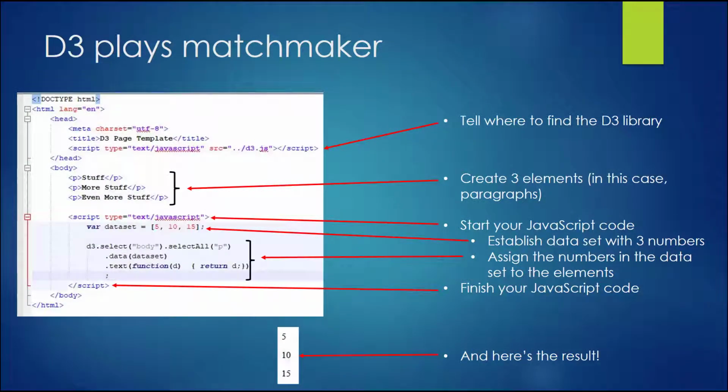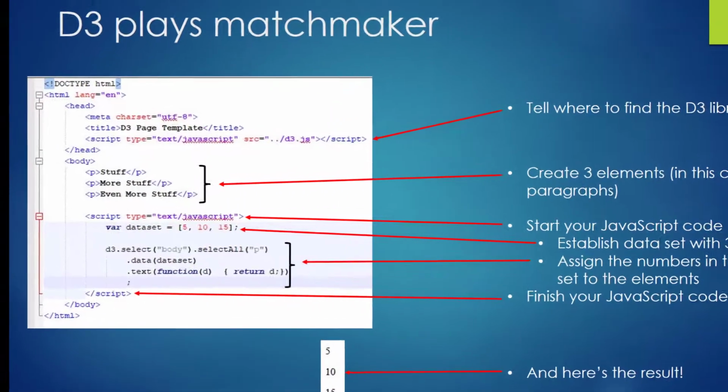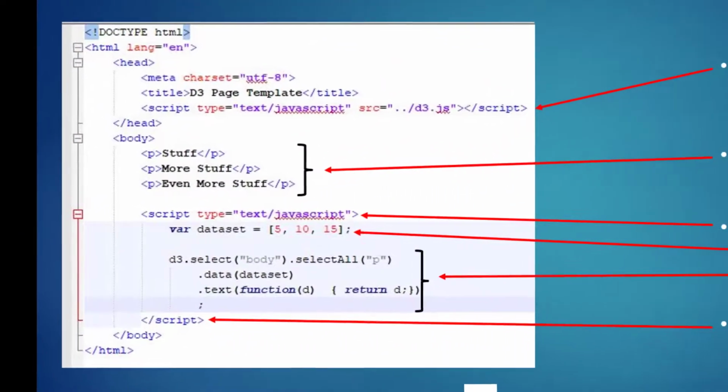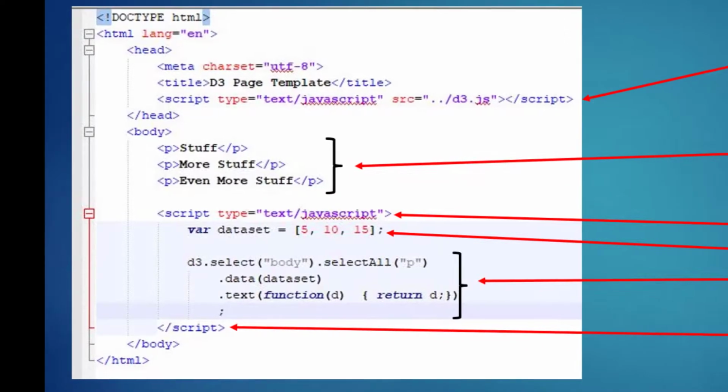So just to get started, let's look at an example in which the data are assigned to a series of paragraph elements. And on the left side of the page, you'll see the entirety of an HTML file, including the D3 JavaScript code. Near the top, you need to indicate where to find the source code for the D3 library. In this case, I've parked it in a parent directory, but coders will often just refer to the website where the library is maintained.